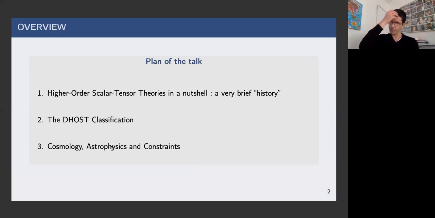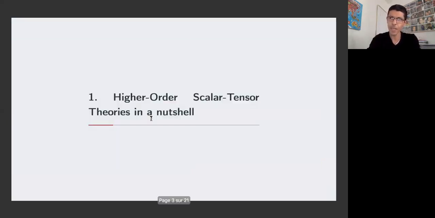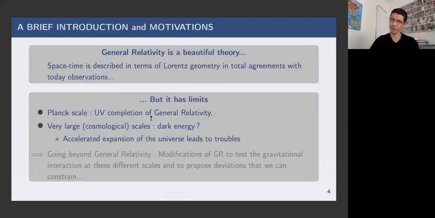I will also come back, because Elias told me to, to this famous constraint on the speed of gravitational waves that has a lot of implications in scalar tensor theories. So I'll try to discuss that aspect at the end of the talk. So I start with higher order scalar tensor theories. Very quickly, a brief introduction. It is brief and broad, but I will tell you my motivations behind scalar tensor theories.